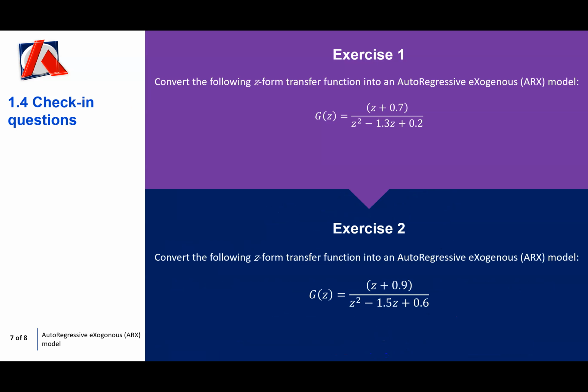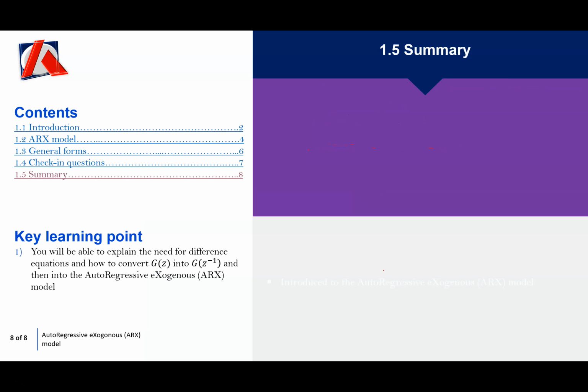So I've got here a couple of exercises for you to have a go at. I want you to convert the following z-form transfer function into the AutoRegressive eXogenous model. This transfer function is similar to what we had previously, and exercise 2 is again similar but with a slightly different form of the transfer function.